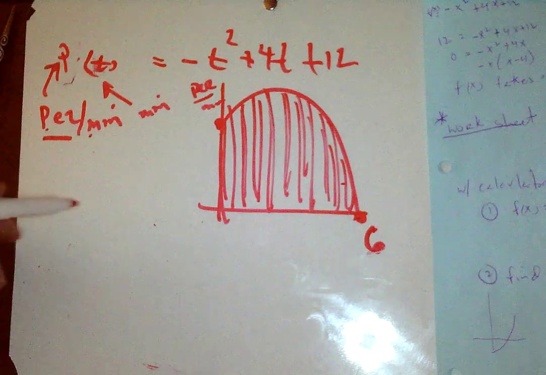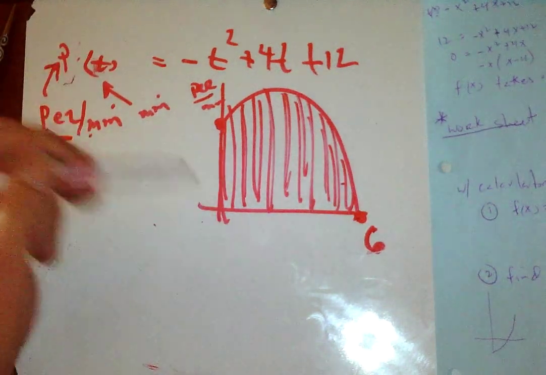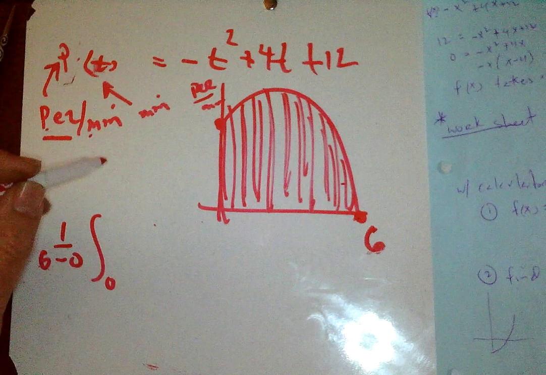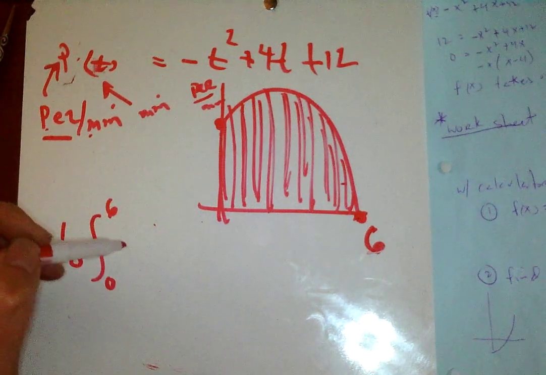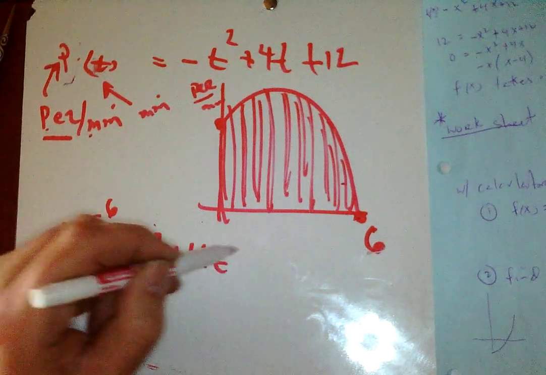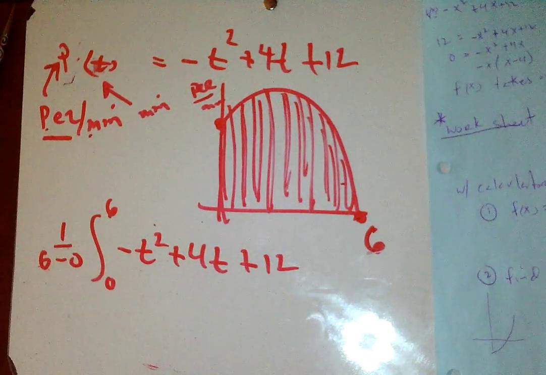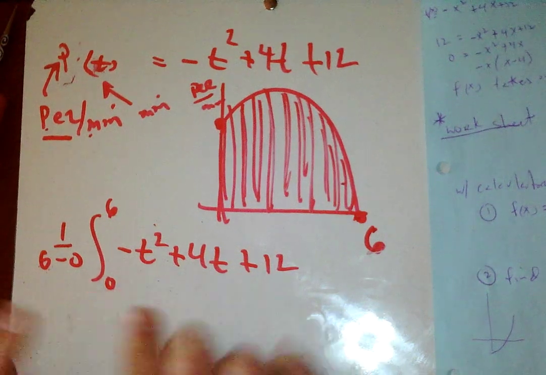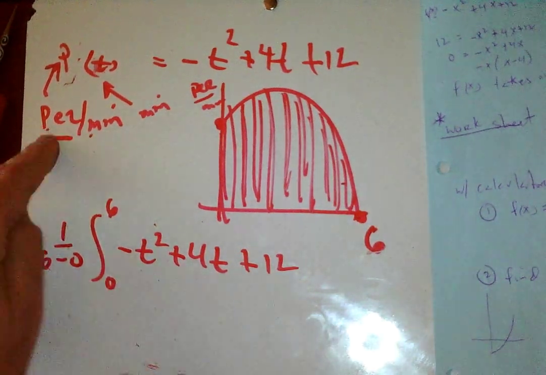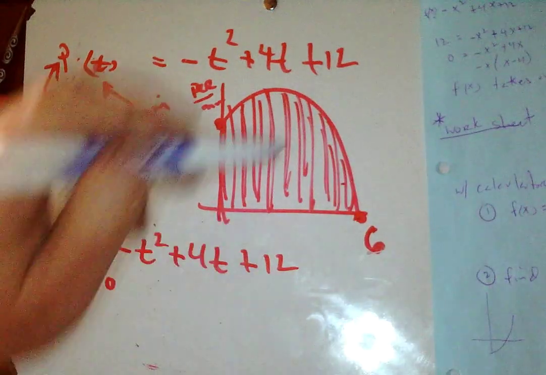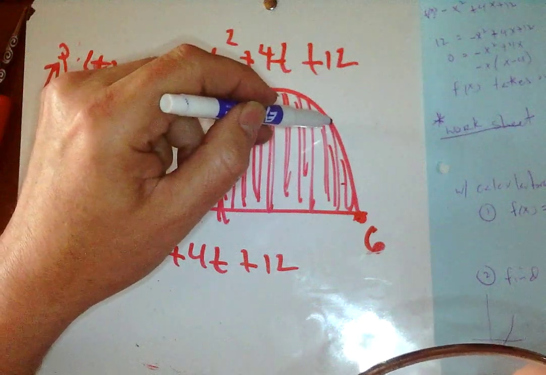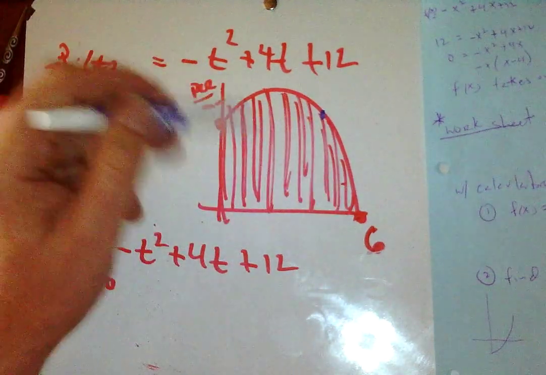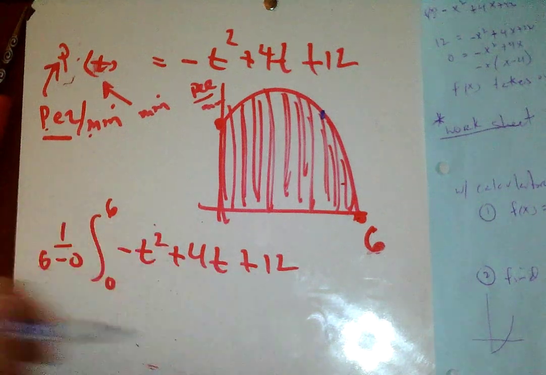If I add up all of these pies and divide by my interval, I'm going to end up with the average pies per minute. So what's the average rate at which I'm eating pies? No problem. That's 1 over b minus a, times the integral from a to b of negative t squared plus 4t plus 12. This will give me the number of pies we consumed, and then we divide by these minutes and get pies per minute. We're looking for the average height here. We've got an infinite number of heights, and I'm looking for the average of all those heights.